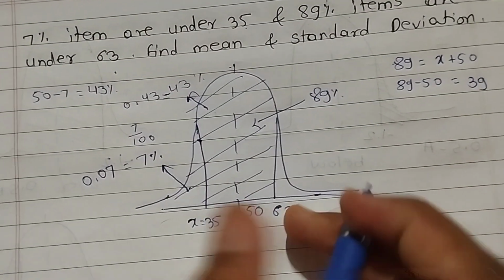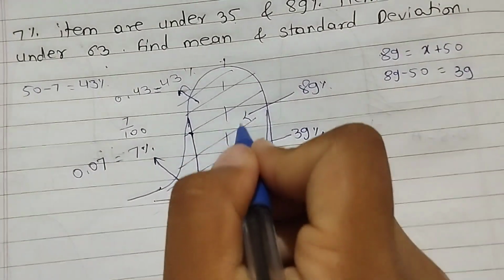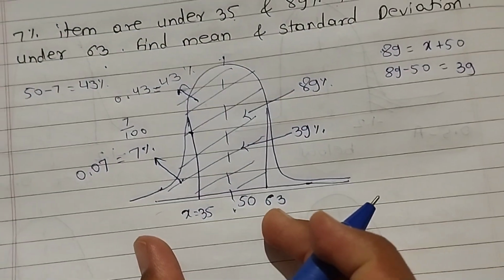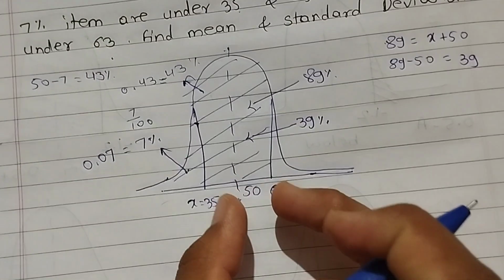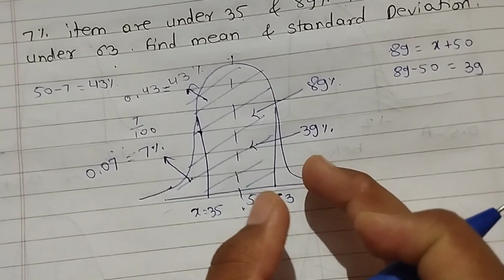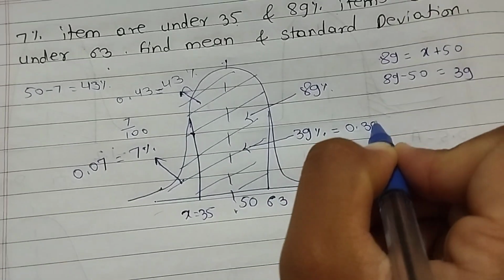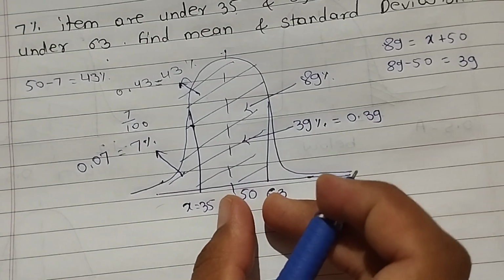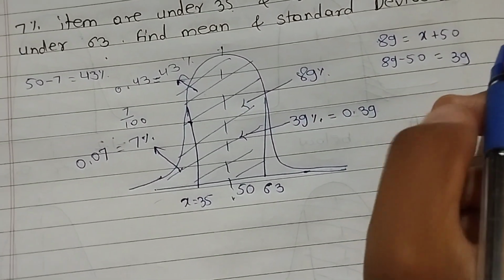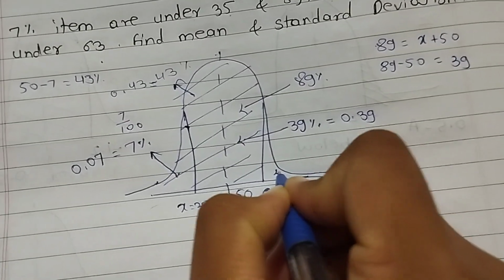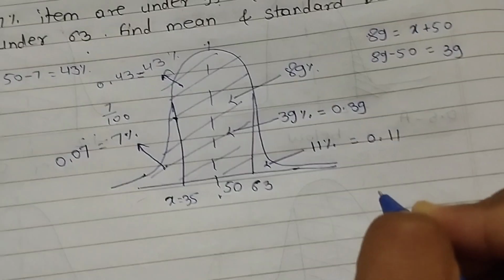So this positive area is now 39%. This 89% is the whole area under the 63. But if we only want the area from 50 to 63, this is 39%, and 39% is nothing but 0.39. And if this portion is 39, then the remaining is 50 minus 39, which is nothing but 11%. So this is the 11% portion, which is 0.11.